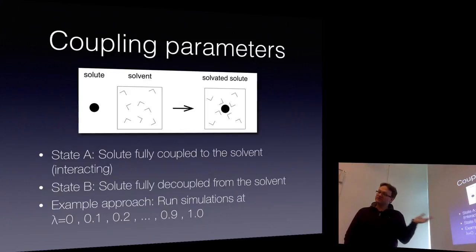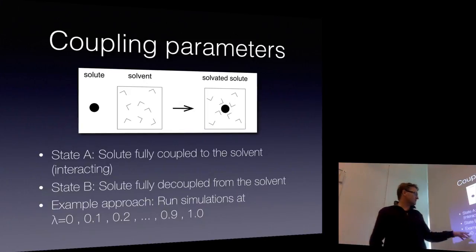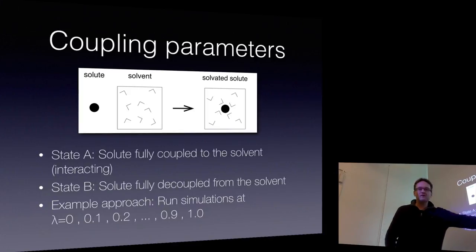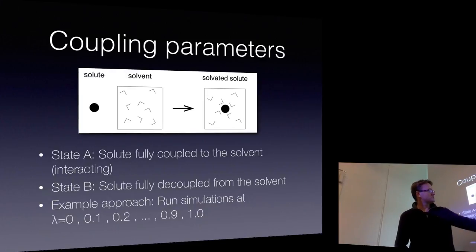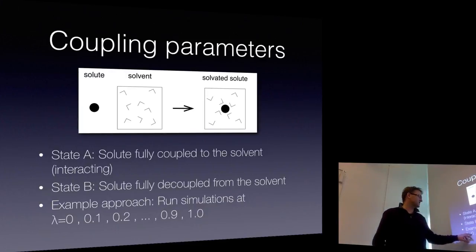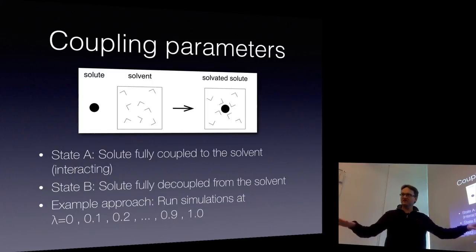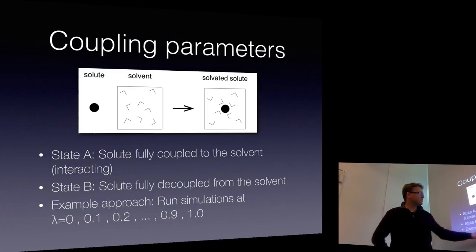The reason why this works is that by default, if lambda 0 is one side of the mountain and lambda 1 is the other side of the mountain, the simulation that runs here will never sample that state. The simulation that runs here will never sample that state because they're on different sides of the mountain. But when we gradually force them over here, each simulation here will sample a little bit of its neighbors. And that means that I can calculate the relative free energies.